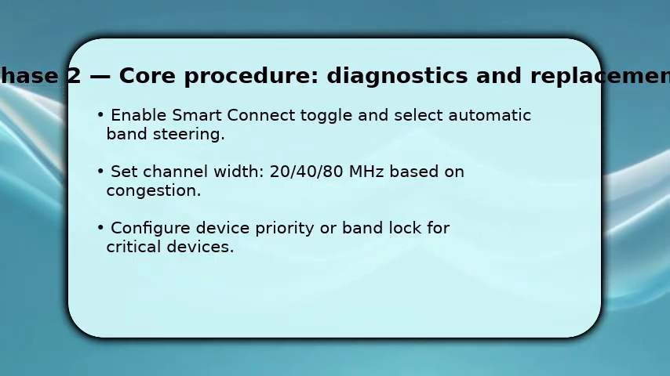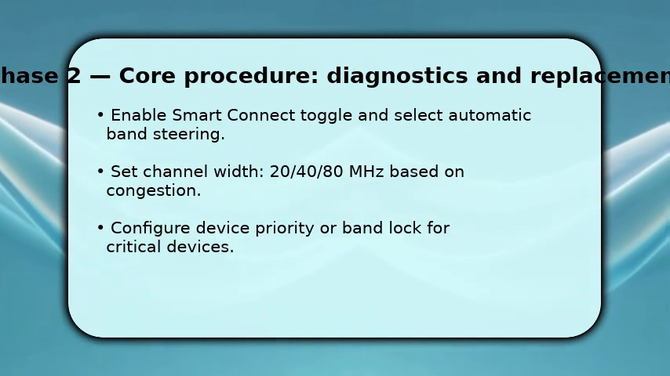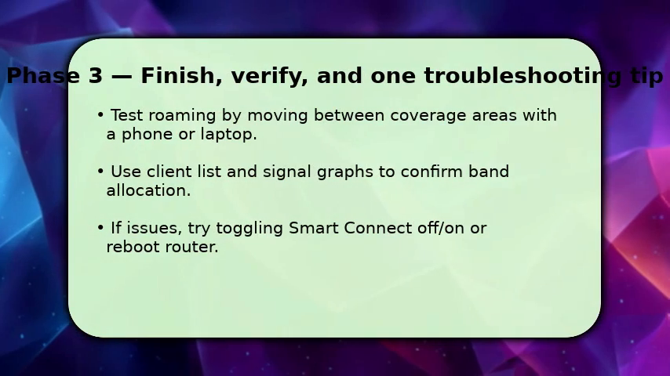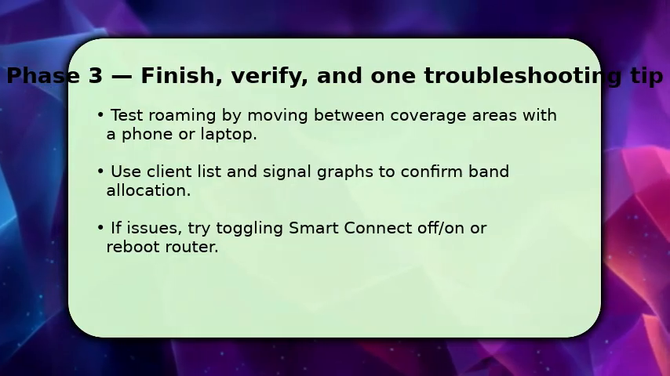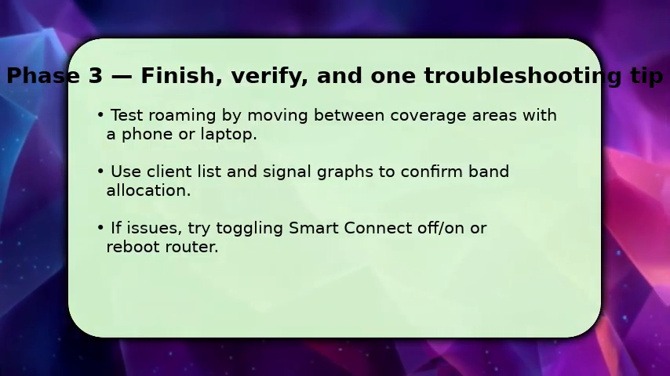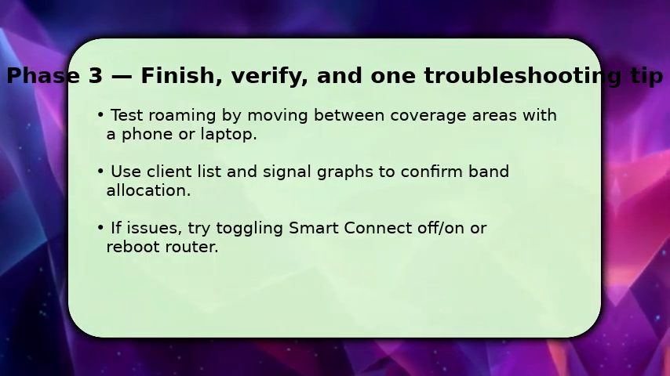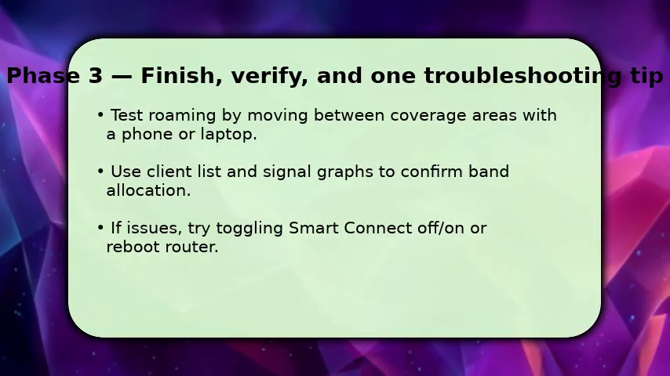Once adjusted, finish by validating behavior. You should test roaming and throughput with typical devices, moving through coverage areas while watching signal strength and which band the device uses. If clients stick to the wrong band, try rebooting the router, toggling Smart Connect off and back on, or locking problem devices to a band temporarily.